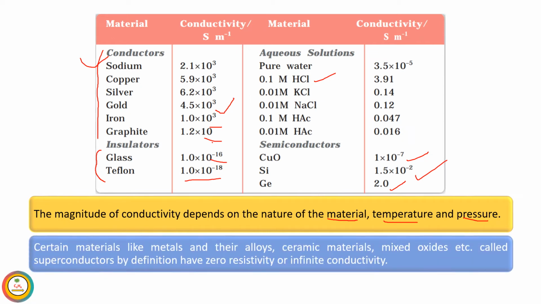Certain materials like metals and their alloys, ceramic materials, and mixed oxides are called superconductors because their resistivity is almost zero. It means they have infinite conductivity. Thus, materials that have infinite conductivity are known as superconductors.